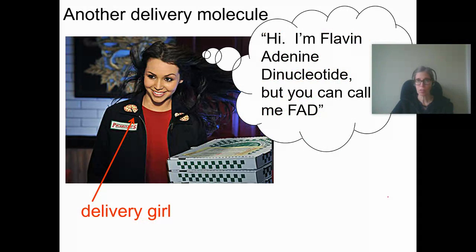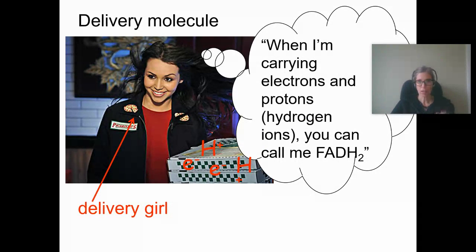There's one other molecule that we need to talk about, flavin adenine dinucleotide, also called FAD, and she isn't bringing pizza. It's really sad. She's actually bringing electrons and protons too. So here she is with a proton and an electron, and then also another proton and an electron. So really, the electron and the proton is a hydrogen atom. So she's traveling with two more hydrogen atoms. And so from FAD, she becomes FADH2.